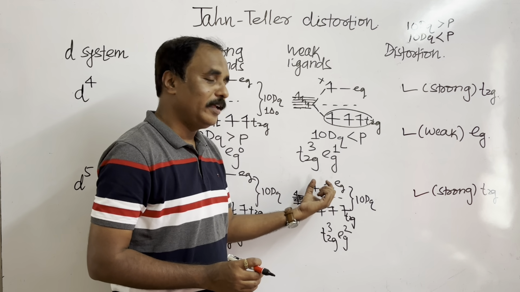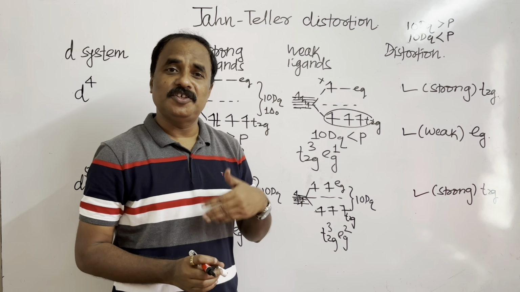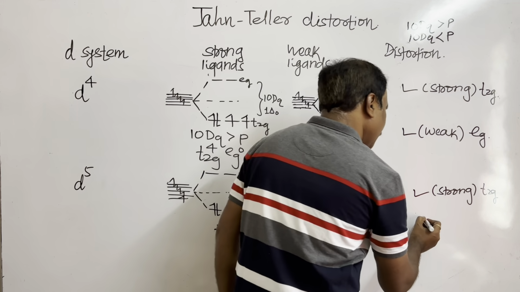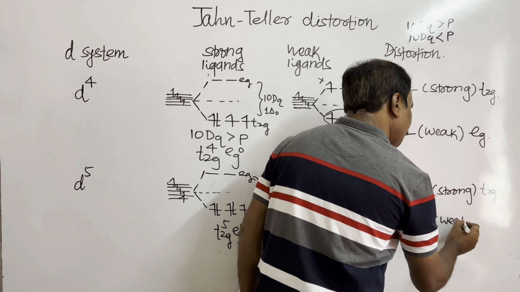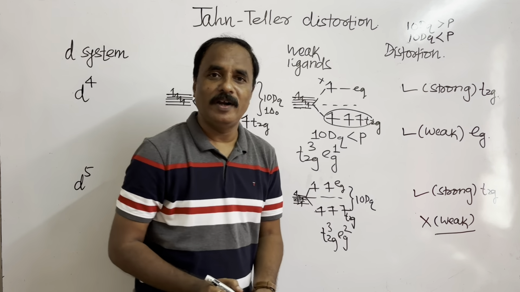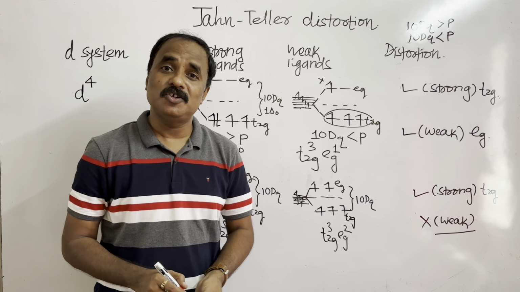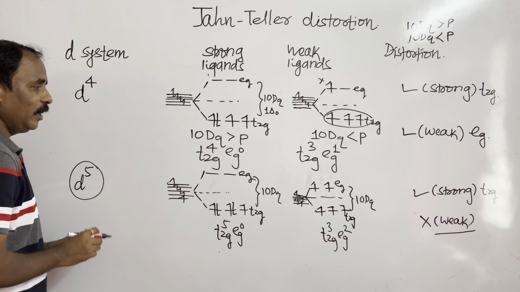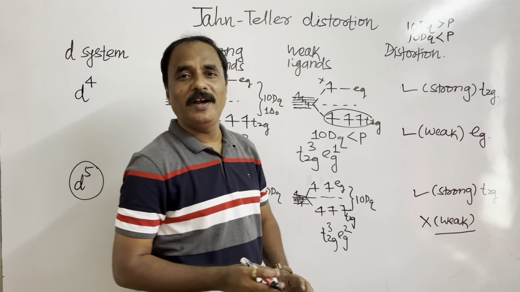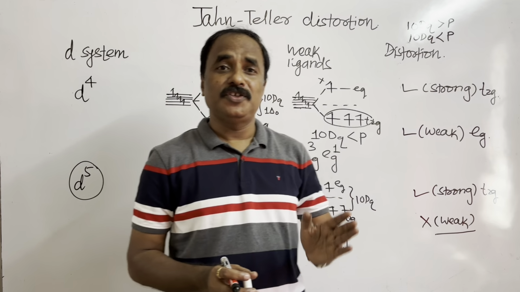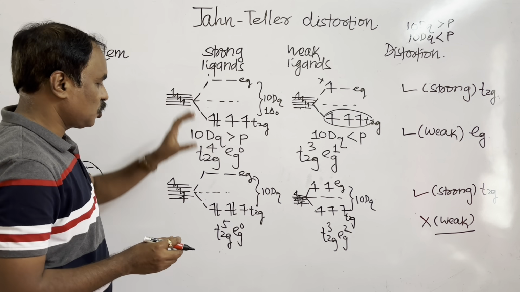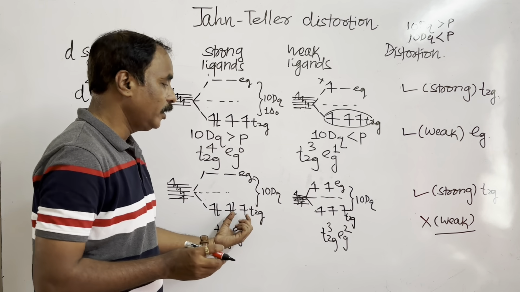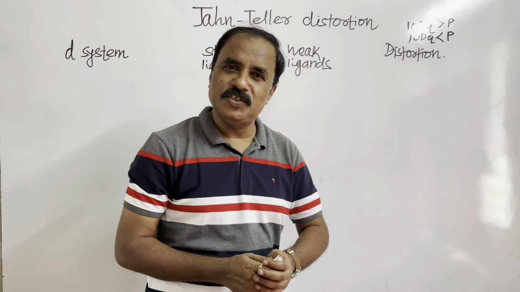T2G is symmetrical and Eg is symmetrical. And when there is a symmetrical electronic configuration, there is no distortion in geometry. तो यहाँ पर distortion नहीं होगा. When ligands are weak, there is no distortion in geometry. So there will be regular octahedral geometry. When a D5 system is defined, and when ligands are weak, then geometry will be regular octahedral. When ligands are strong, then geometry will be distorted, and distortion in geometry is due to what? T2G.